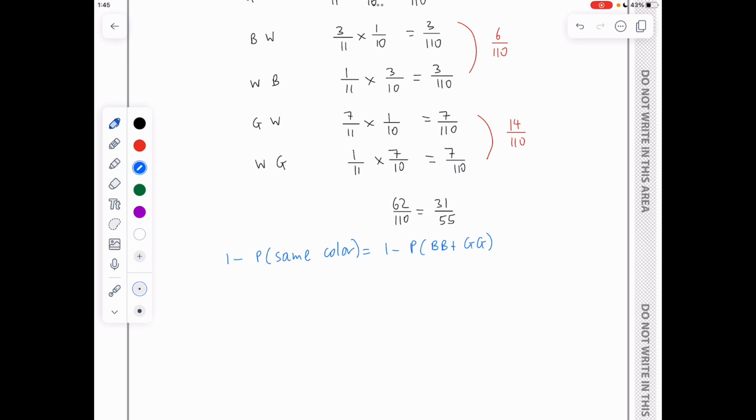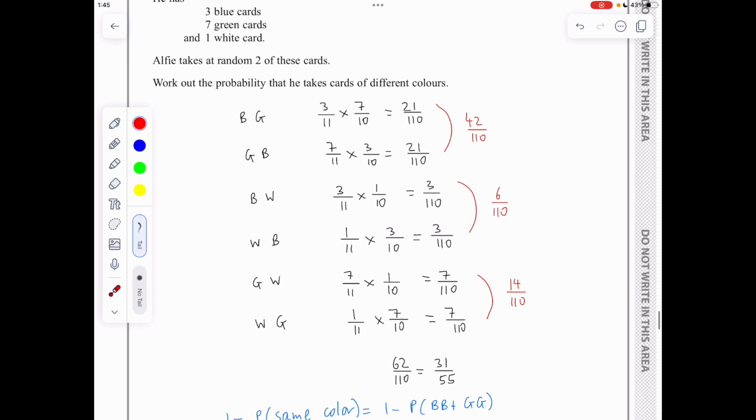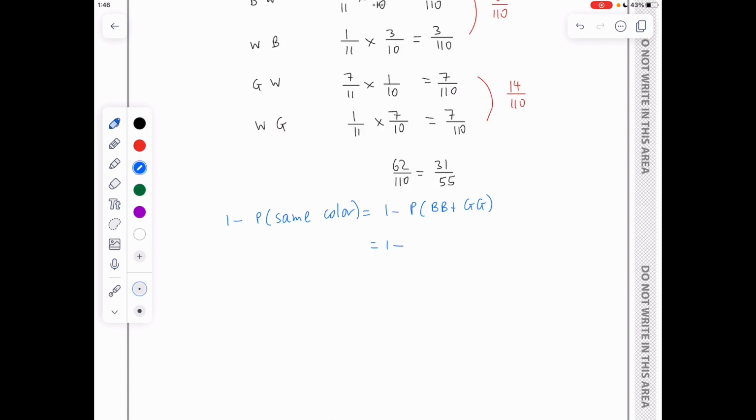The white scenario cannot happen because we've got only one white card, so there is no chance we get two white cards. So for the blue scenario, it's going to be 3 over 11 times 2 over 10, and for the green scenario, it's going to be 7 over 11 times 6 over 10. This leads to 1 minus 6 over 110 plus 42 over 110, which is equal to 1 minus 48 over 110, which is 62 over 110, which simplifies to 31 over 55, and therefore agreeing with the original approach shown above.